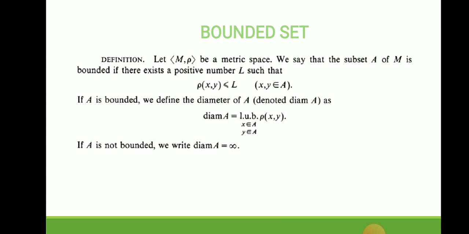So, if A is bounded, we can define the diameter of the given set A, shortly diam of A, that is defined as the least upper bound of the distances rho of x comma y, where x and y belong to A. We measure all the distances between any two points and then take the least upper bound; we get the diameter of A. If A is not bounded, then the diameter of A is equal to infinity.